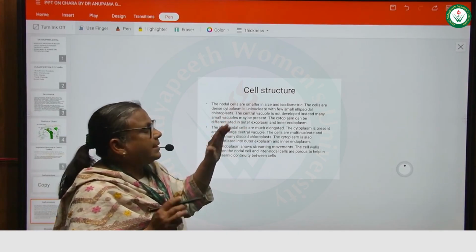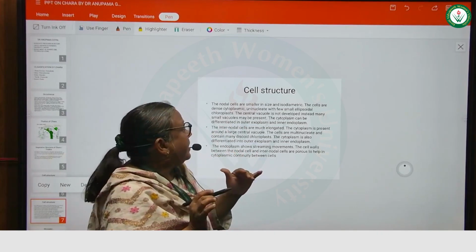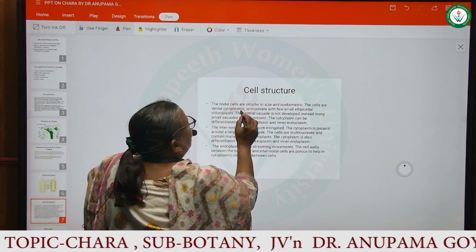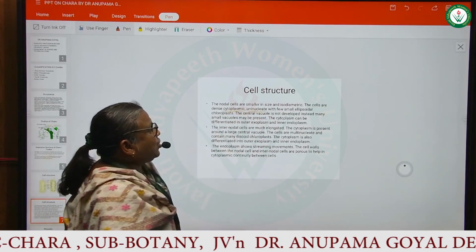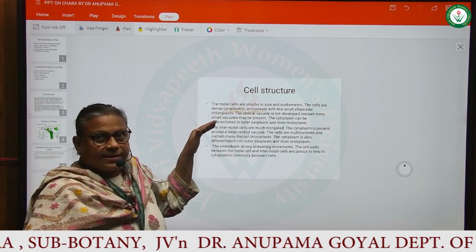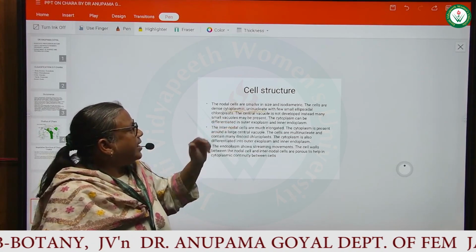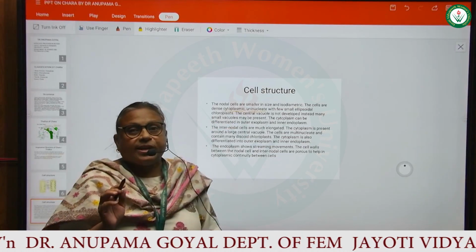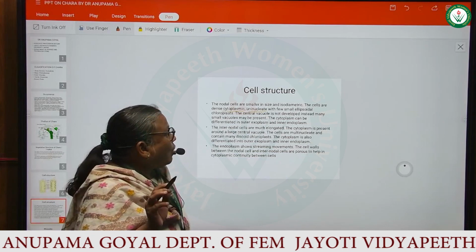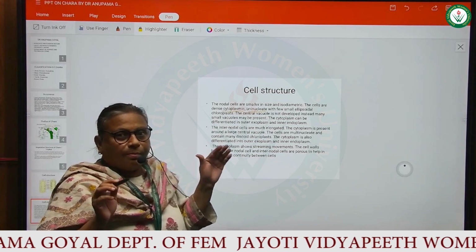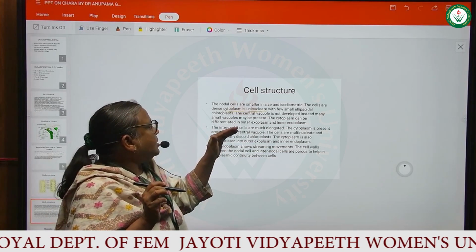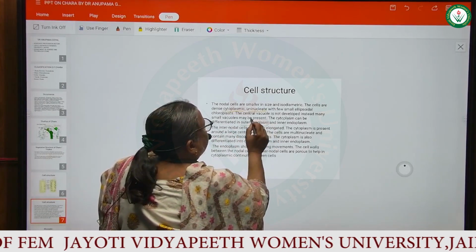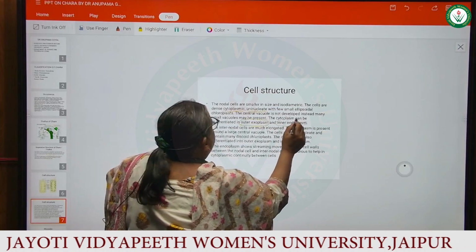The nodal cells are smaller in size and isodiametric. The cells are dense, cytoplasmic, and uninucleate, with few small ellipsoidal chloroplasts, and the central vacuole is not developed. Instead, many small vacuoles are present, and the cytoplasm is differentiated into outer exoplasm and inner endoplasm.